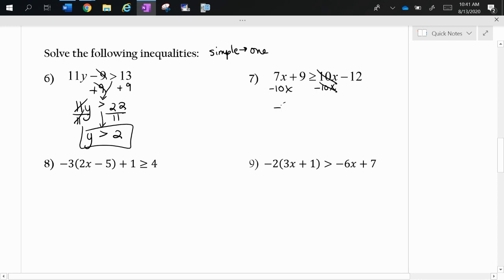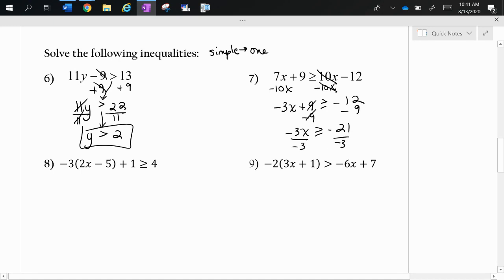7x minus 10x would be negative 3x. Bring down your inequality sign, greater than or equal to. Then we're going to subtract 9 from both sides. So we get negative 3x greater than or equal to negative 21. And then I have to divide both sides by negative 3.